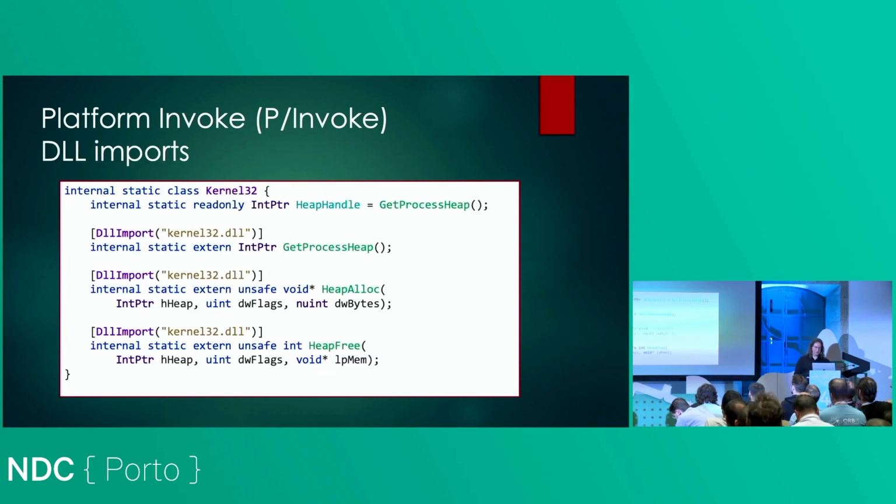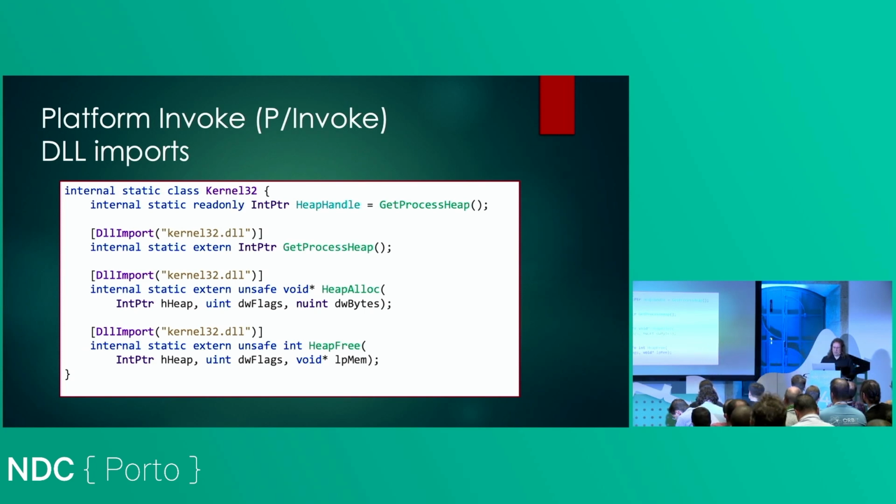Well, P/Invoke and DllImports. What I can do on the managed side is declare these static extern methods. Extern just means I have a function that is not implemented in this assembly, but somewhere else. In this case, I'm slapping on a DllImport attribute saying this somewhere else is a native DLL with this name. So please load this, and it's going to have a GetProcessHeap function, and a HeapAlloc and HeapFree function, and these are the signatures.